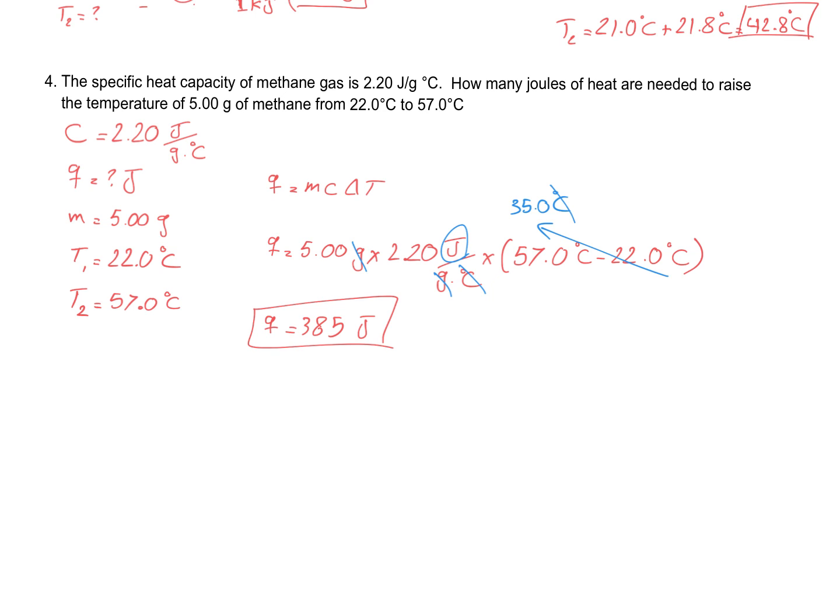How many joules of heat are needed to raise the temperature of 5 grams? So it's asking for the Q in joules, so you write Q as what's wanted. And we have the mass, it's 5 gram. And the temperature going from 22 to 57. So T1 is 22 and T2 is 57. So you need the Q, you're using the Q = mcΔT formula. So 5 gram times the C, and you see the units are canceling out, so that's good. So you just put these numbers in the formula and you find the Q in joules.